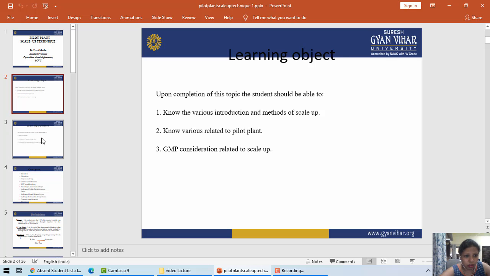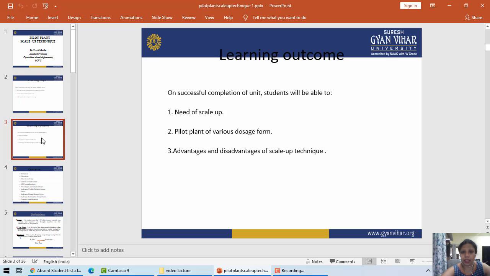The next is the learning outcome. After the completion of this unit, you will be able to learn about the need of scale up. What is the need of scale up? Why are we doing the pilot plant? Why are we doing the scale up? So all these things you will come to know in this unit.